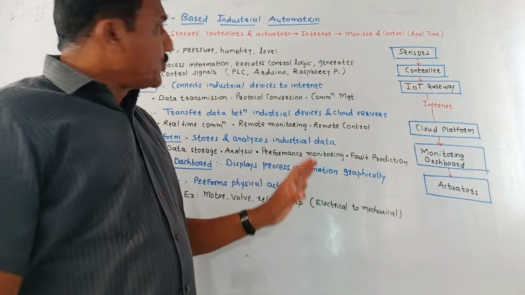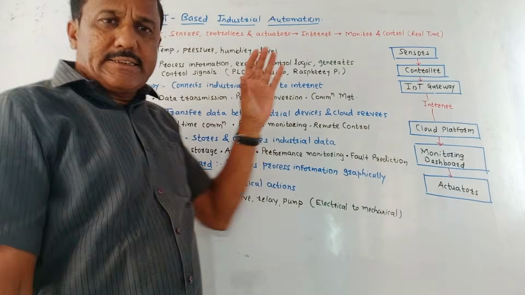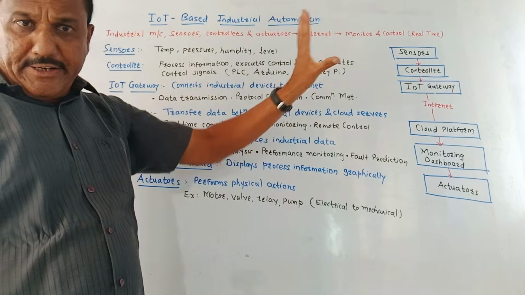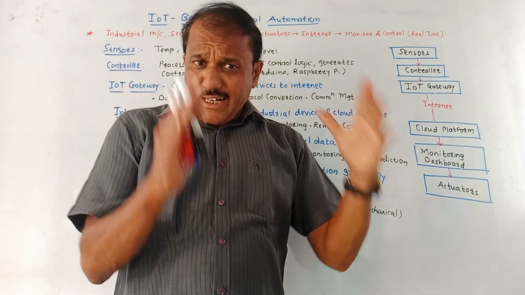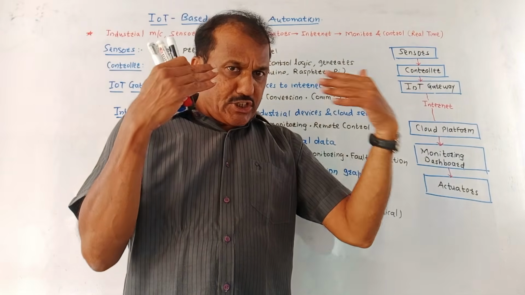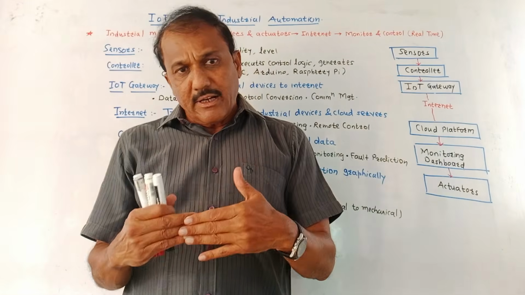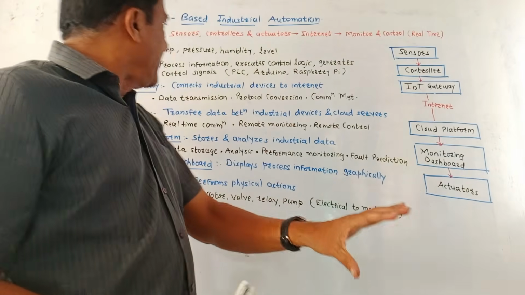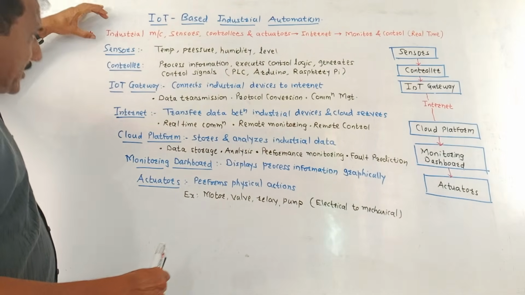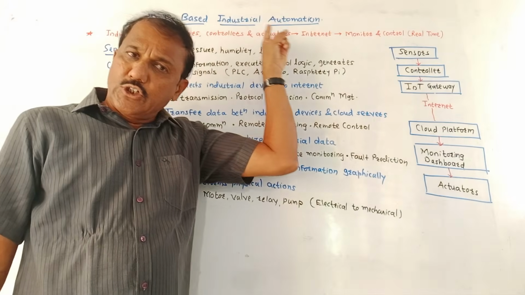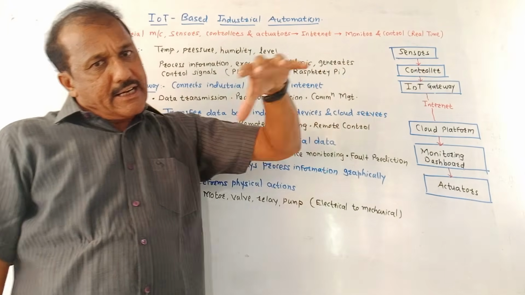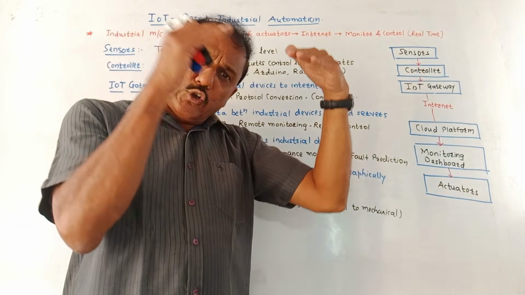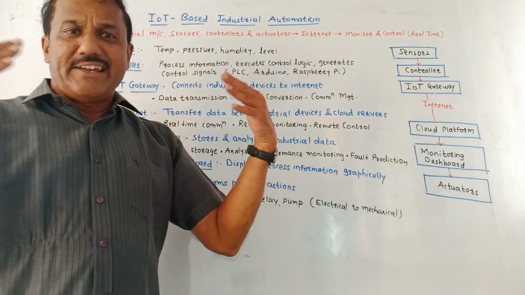Dear students, today's topic is IoT, that is Internet of Things based industrial automation technique. Now, as the name indicates, it is the modern automation technique which is used to monitor and control certain industrial processes. So, the definition is: in this technique, the industrial machines, sensors, controllers, and actuators are connected using the internet, and then monitoring and controlling operation takes place in real time.